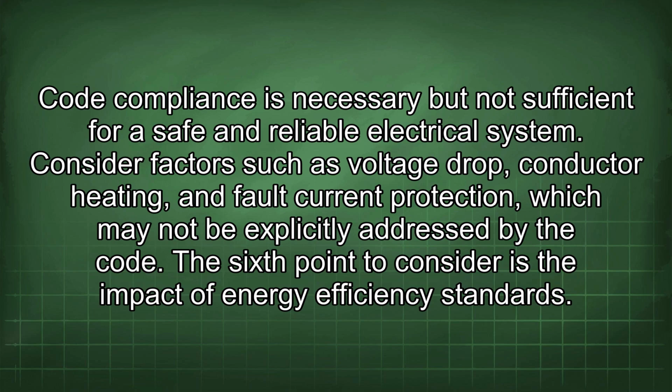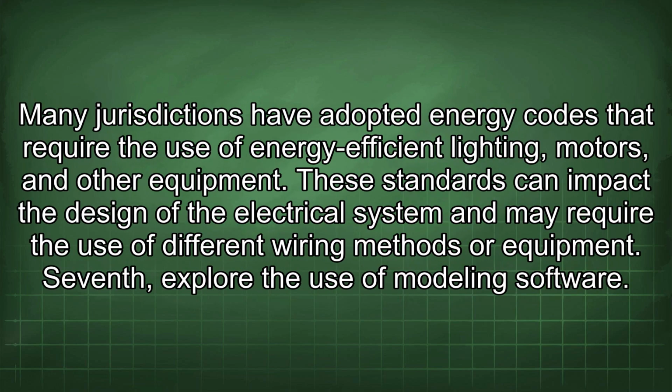Consider factors such as voltage drop, conductor heating, and fault current protection, which may not be explicitly addressed by the code. The sixth point to consider is the impact of energy efficiency standards. Many jurisdictions have adopted energy codes that require the use of energy-efficient lighting, motors, and other equipment. These standards can impact the design of the electrical system and may require the use of different wiring methods or equipment.